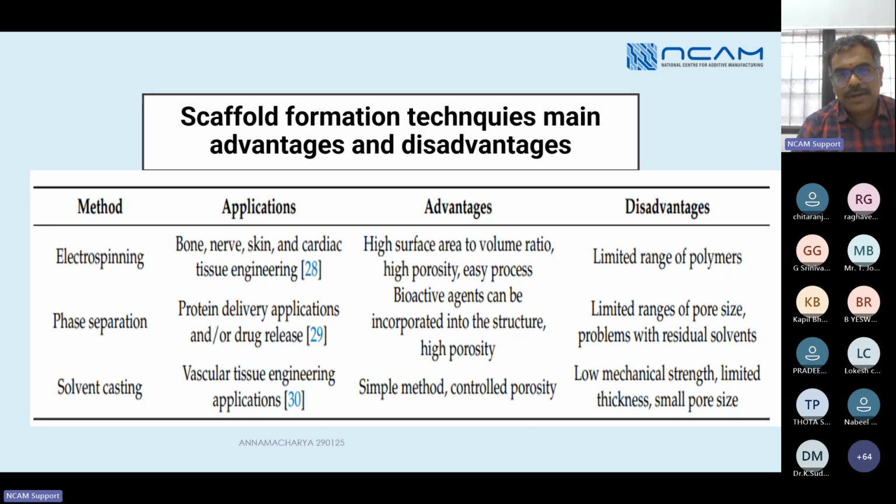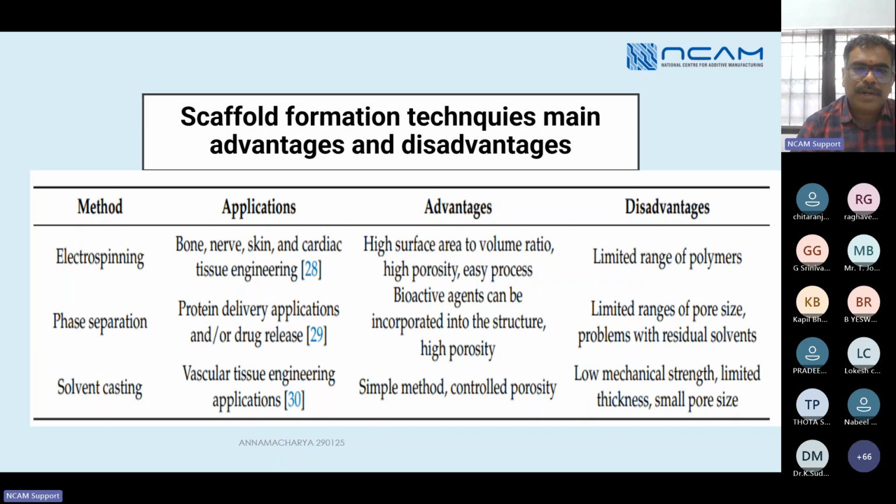It continues with the 3D printing. So this is a very simple method with controllable porosity. But when you get the material out, there is limited mechanical strength, limited thickness, and small pore size. These three are the issues which we see in solvent casting.